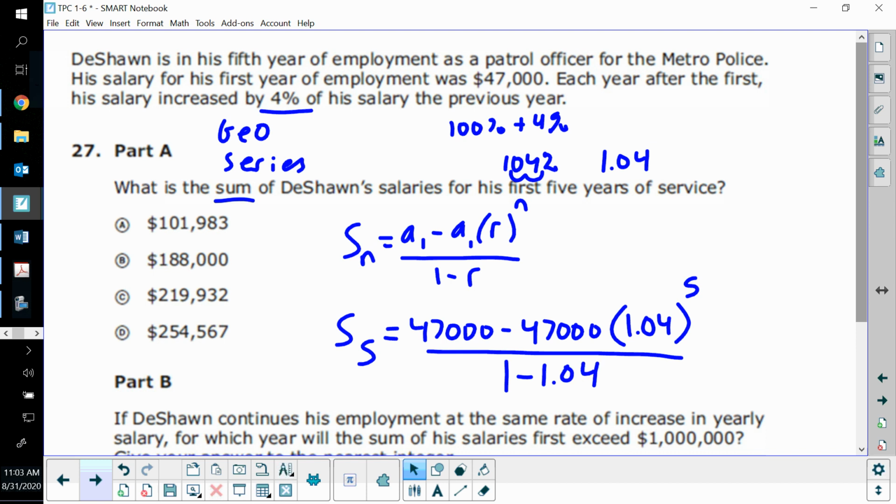Now, these questions are one of the most popular ones on the Regents exam from this unit. This type of question, and then the recursive formulas that we did like on the first day, those are the two most popular questions from this unit on the Regents exam. So if we sub this in the calculator, we end up getting 254,567.16. So that would give us choice D.